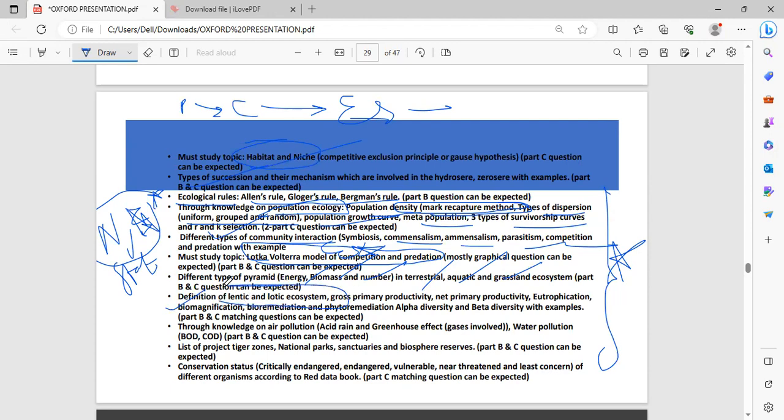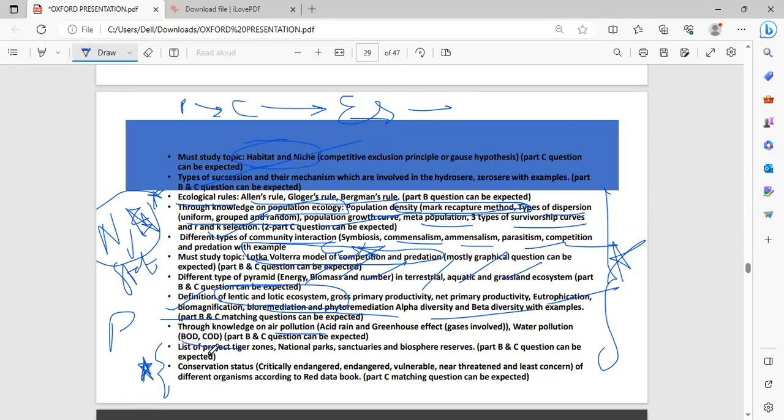That is lentic and lotic ecosystem. In this, various concepts are also there. That is eutrophication, biomagnification, bioremediation, phytoremediation, and types of diversities. And next, pollution. In this pollution, we have to study what are the causes of air pollution and what are the gases causing the air pollution. And next, for water pollution, we have to mainly focus on the BOD and also COD. These are most important. Frequently in CSIR also, they are asking these questions.